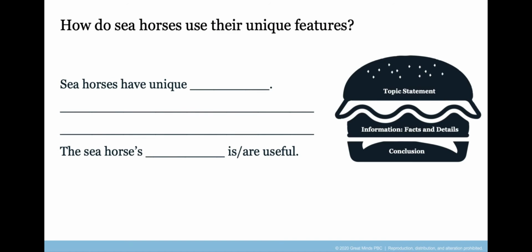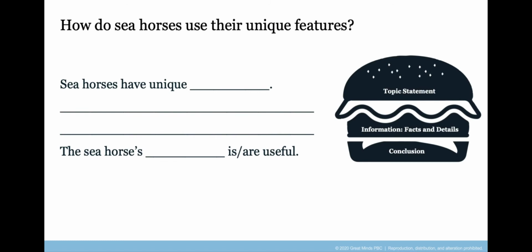What are the other 2 parts of an informative paragraph that you'll need to include? That's right, the topic statement and the conclusion. And here's a sentence frame you can use to help you write your topic statement. Seahorses have unique blank. If you choose to write about the seahorse's tail, you would say seahorses have unique tails. I'd like you to practice your topic statement aloud now.